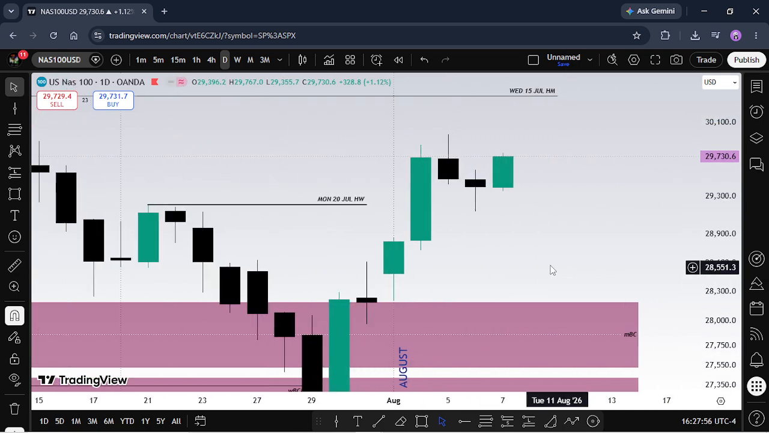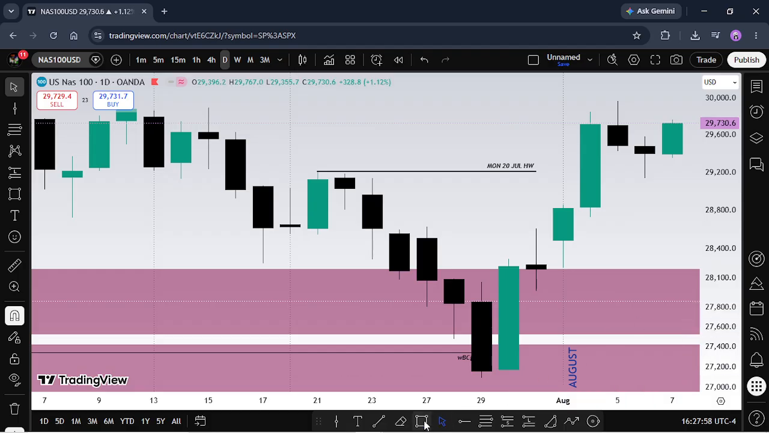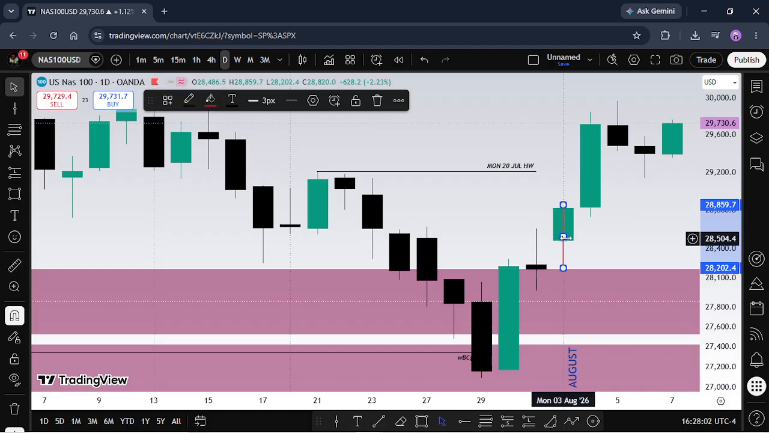This candle is, let's measure the top to the bottom, and let us move a little bit.